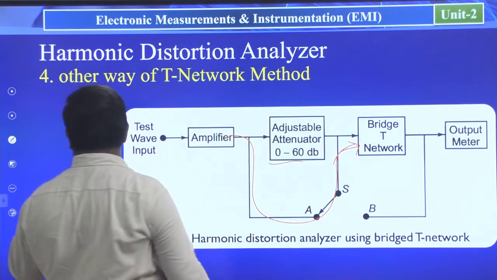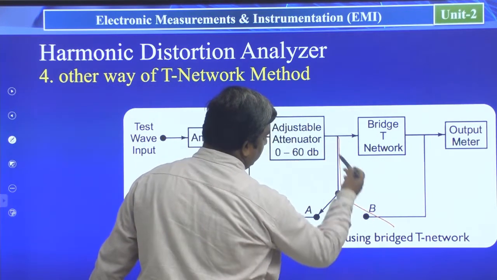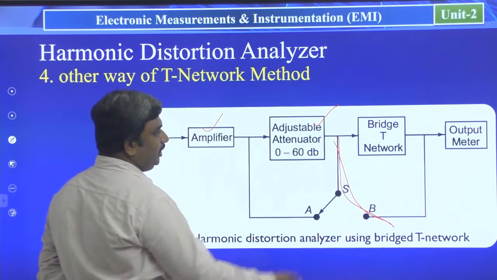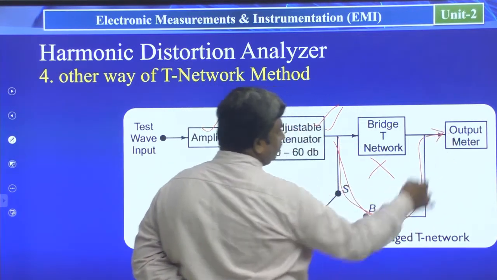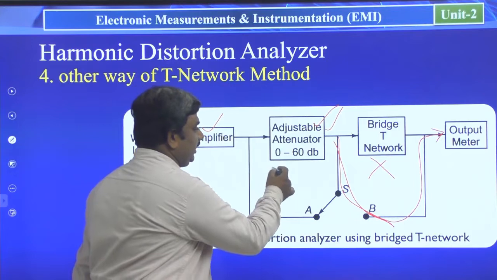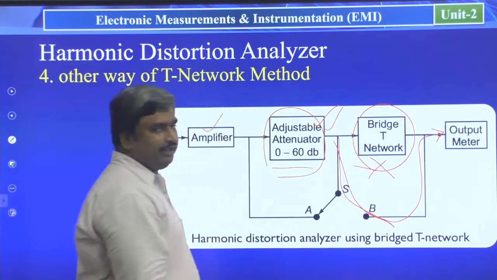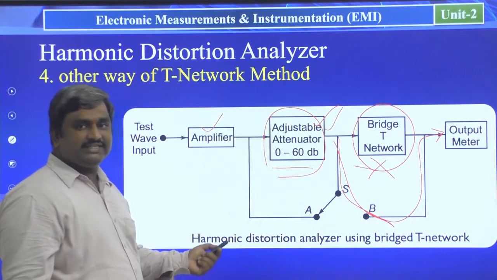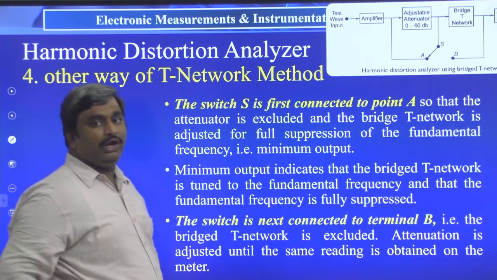Okay, so that is if you connect switch S to A. If you connect the switch S to B, then this is the connection. The amplified information is attenuated here, and without the bridge network's presence, the output is connected to the output amplifier. So when switch A is connected, we skip the adjustable attenuator. When switch B is connected, we skip the bridge T network. These are the two switch positions. Let us see exactly what happens when the switch is in position A and B.